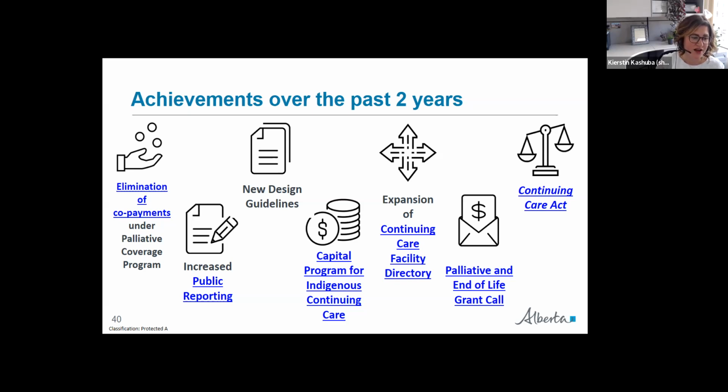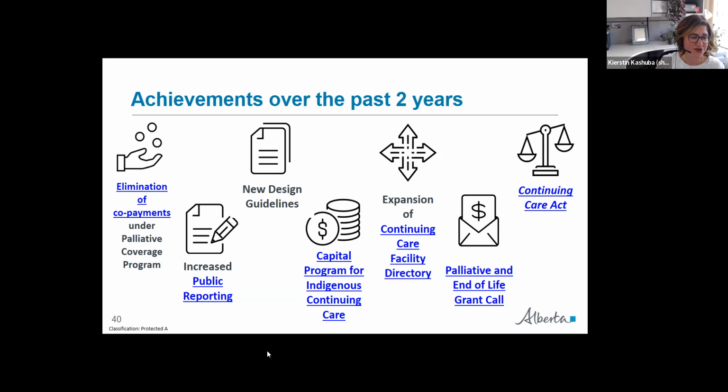We're also in the process of updating our continuing care design standards and best practice, which we anticipate to be released later in 2022. There's the first capital grant call for the Indigenous Capital Grant Program, which closed in December of 2021, and successful applicants are announced soon. We've also received ministerial approval to annualize the program, meaning there'll be more opportunities for Indigenous communities to access continuing care homes on and off reserve and settlement. There's the expansion of the Continuing Care Facility Directory. So that included those supportive living sites, as well as what we are now calling continuing care homes.